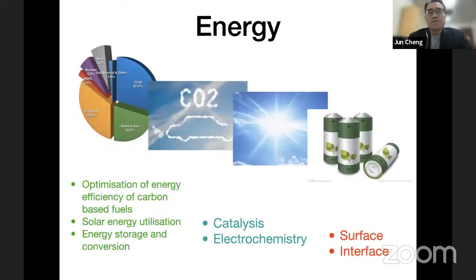Okay, as Andrew already mentioned, energy is really the key driver for lots of studies these days seen at the interface. We know the world is facing an energy issue, so we try to push lots of applications, for example, the optimization of energy efficiency for carbon-based fuels. That's many topics of surface catalysis.